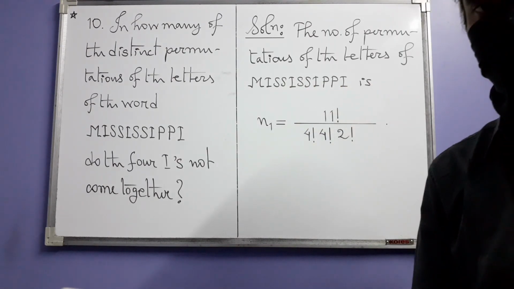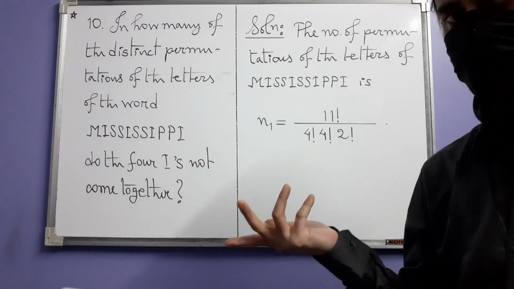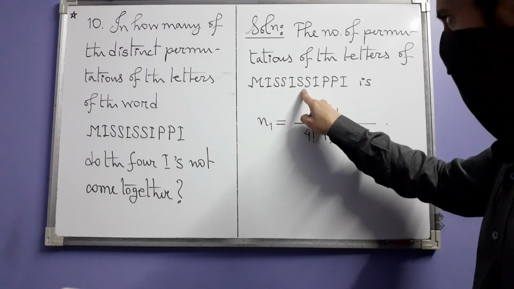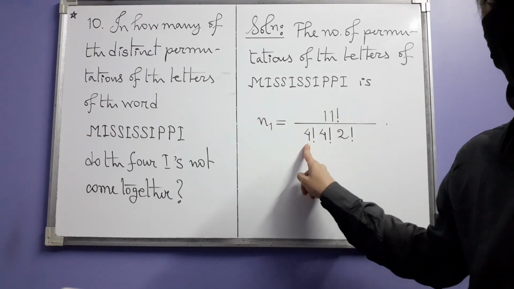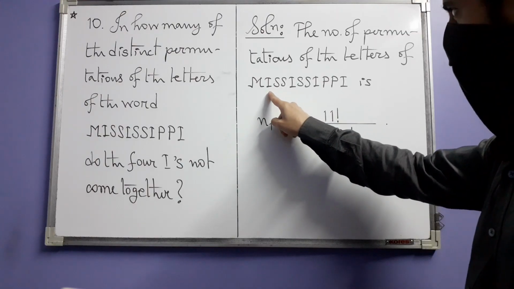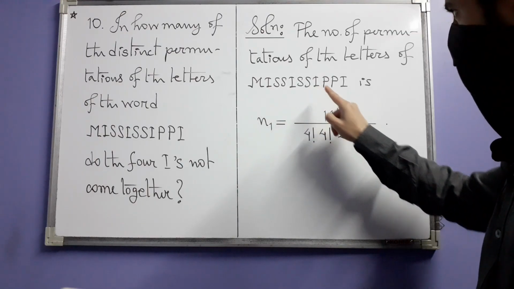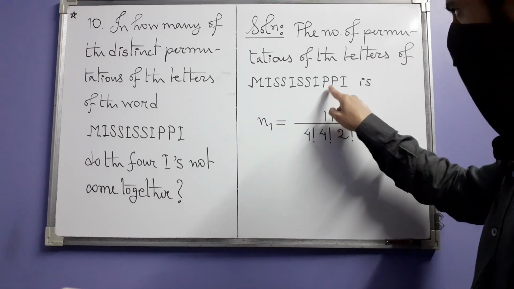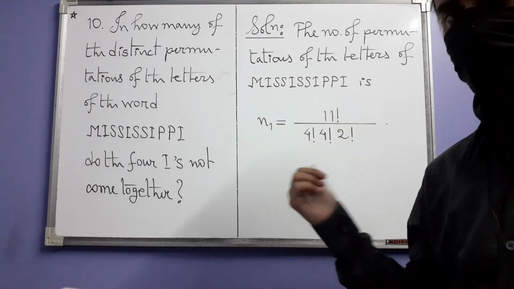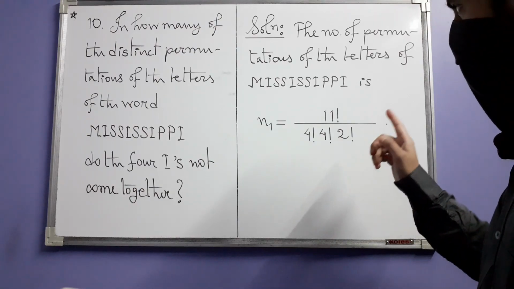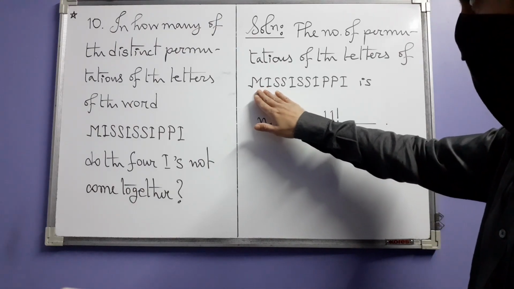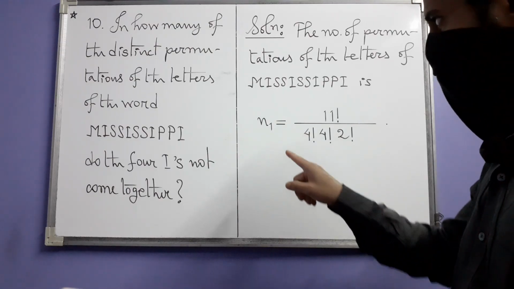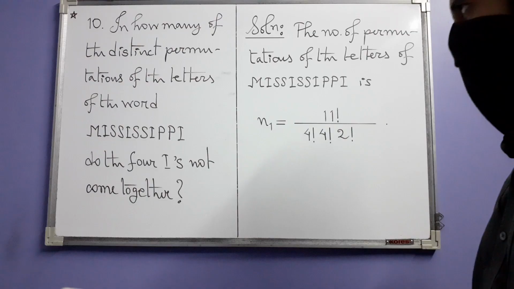So 11 factorial, but some letters are repeated, so you have to divide. There are 4 S's, so you divide by 4 factorial. There are also 4 I's, 1, 2, 3, 4. So again you divide by 4 factorial, and there are 2 P's. So you divide by 2 factorial as well. So this is the number of permutations of the letters of this word without any restriction. And we have given it a name also, say N1.